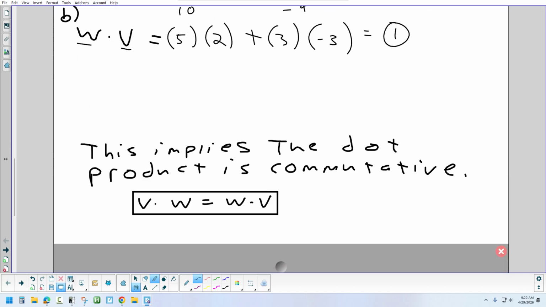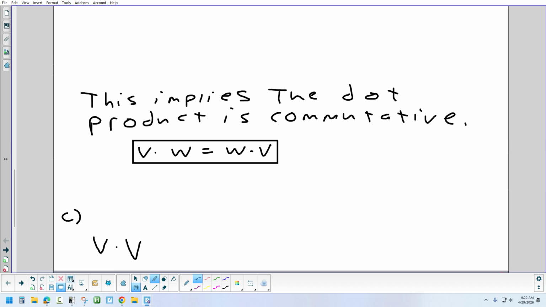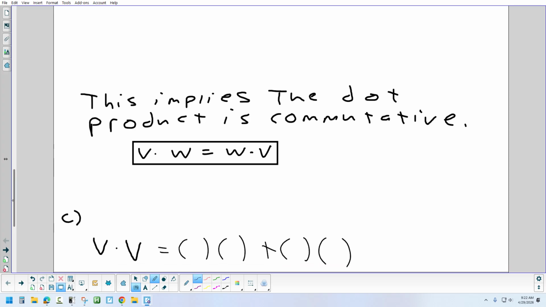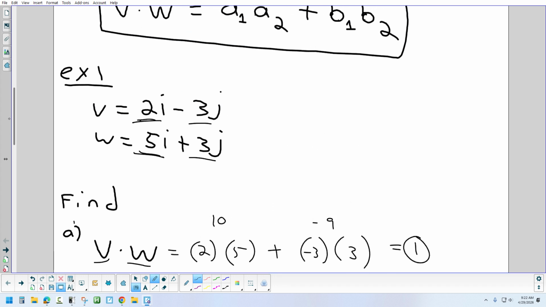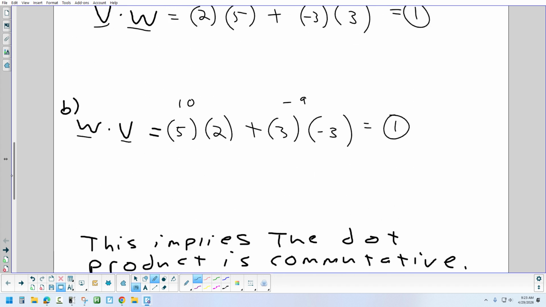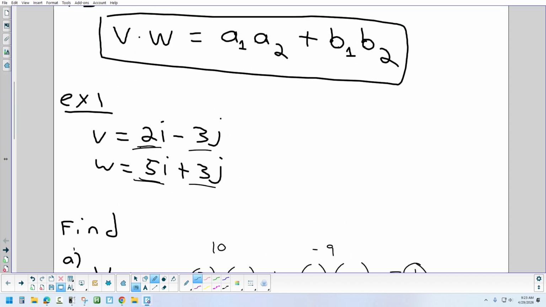Now let's try another dot product. This time we're going to find v dot v. We're going to dot a vector with itself. So just think of having 2 copies of the same vector. Okay, so for v dot v, what would be the first 2 numbers we multiply? 2. Yep. So you're just using the same number twice, 2 times 2.